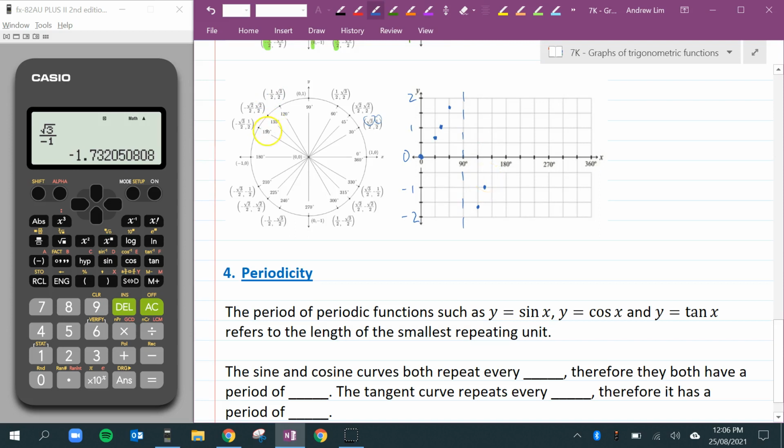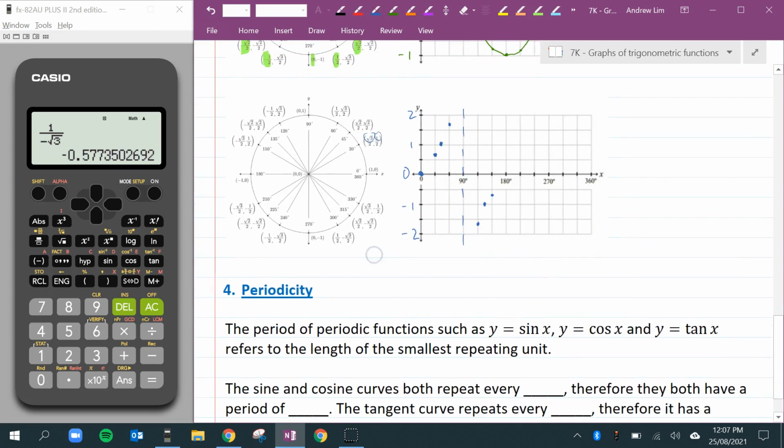What about when x is 150? 1 over negative root 3, which is negative 0.577. What about when it's 180? It's going to be 0 over negative 1, which is just 0. Alright, how about I get you to pause the video and see if you can finish this tangent curve by yourself. Okay, so I've placed my dots.